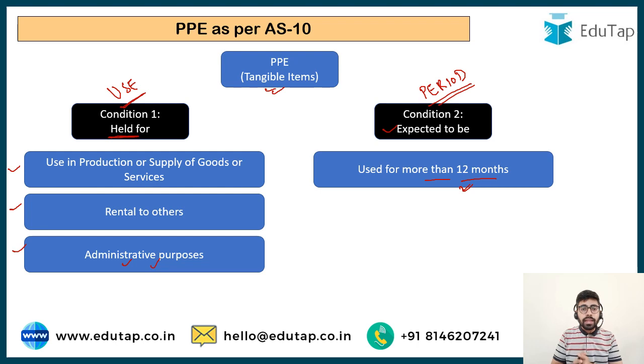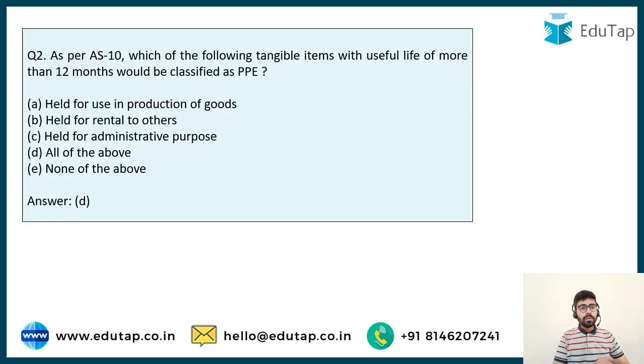So all these are also going to be classified as fixed assets or property, plant and equipment as per AS 10. So we have to remember these two conditions: 12 months, very easy, and used for production or supply of service, or rental to others, or administrative purpose. This is something you have to remember. Now we can easily answer this question: all of these are going to be classified as property, plant and equipment, held for use in production, held for rental, held for admin purpose. Answer is option number D.